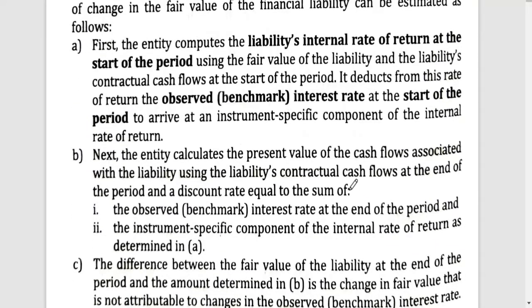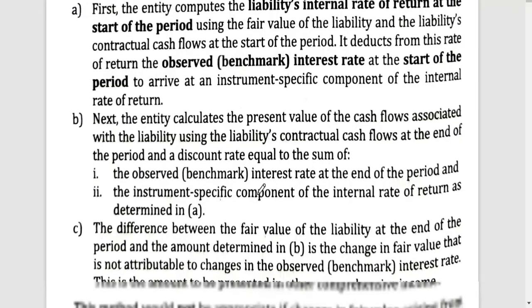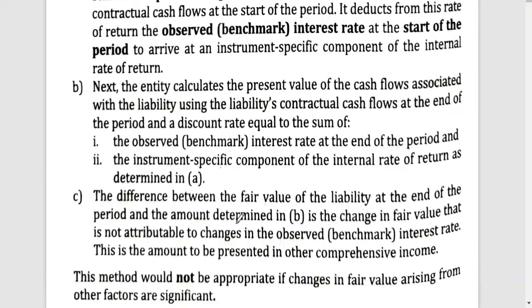Then, the entity calculates the present value of cash flows associated with the liability using the liability's contractual cash flows at the end of the period, and a discount rate equal to the sum of the observed interest rate at the end of the period and the instrument-specific component of the internal rate of return as determined in item A. The difference between the fair value of the liability at the end of the period and the amount determined in B is a change in fair value that is not attributable to changes in the observed interest rate. This is the amount that will be presented in other comprehensive income.